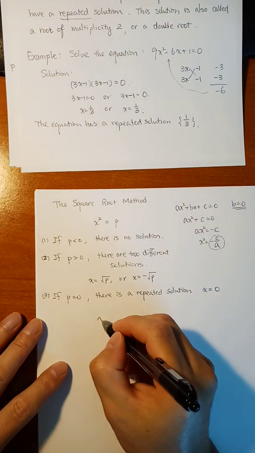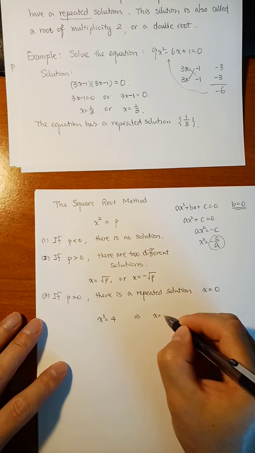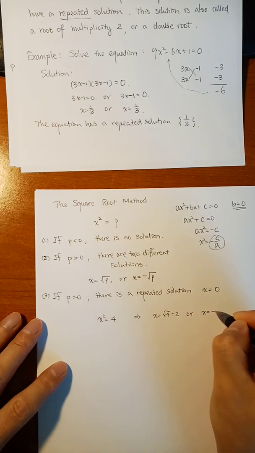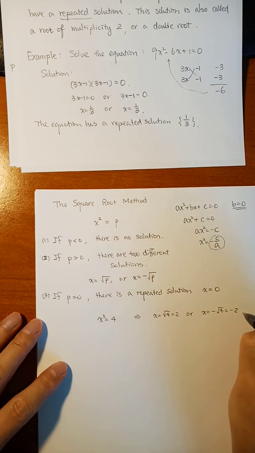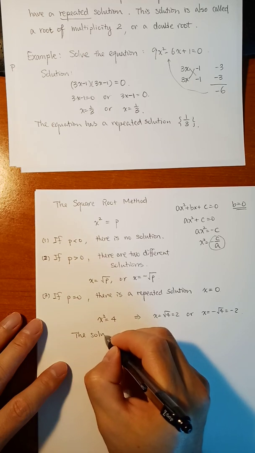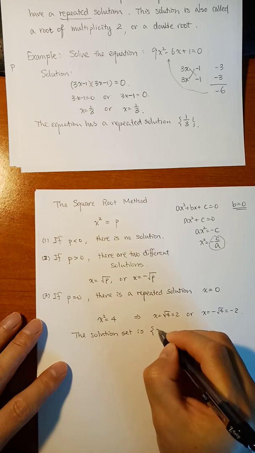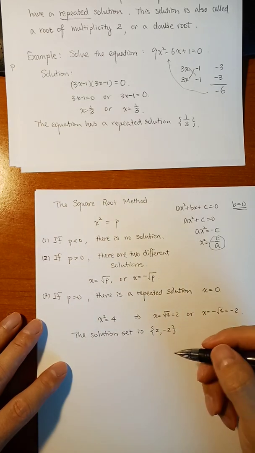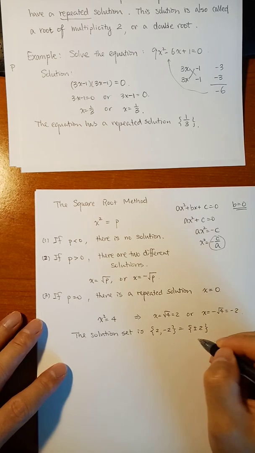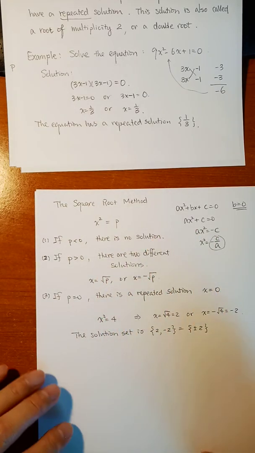Okay, so for example, if you directly have x squared equal to 4, then this will tell you x is positive square root of 4, which is 2, or x is negative square root of 4, which is negative 2. So the solution set is 2 and negative 2. Sometimes you can also write it as plus minus 2. Plus minus 2 means there are two solutions. One is positive 2, one is negative 2.